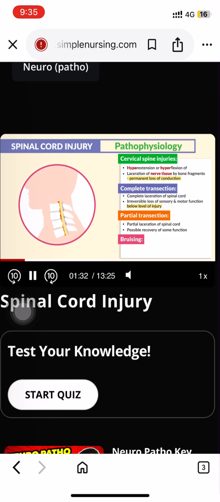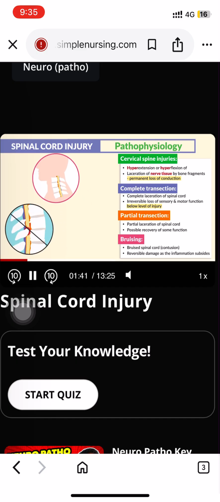Now, for bruising, we see a bruised spinal cord, also known as contusion. This is reversible damage as the inflammation subsides, as there's no laceration or cuts in the spinal cord itself.